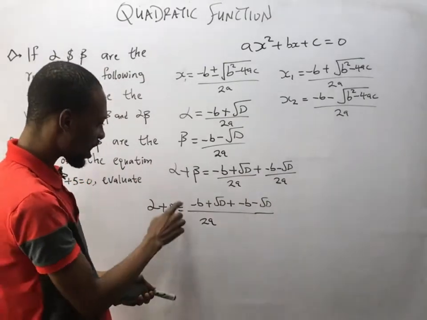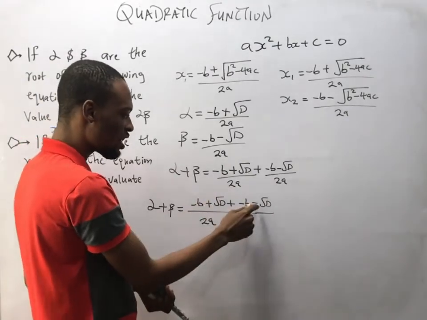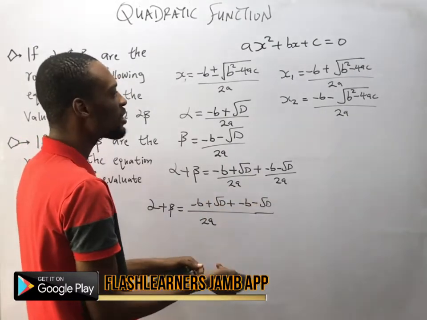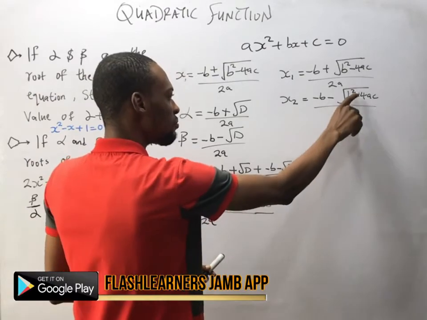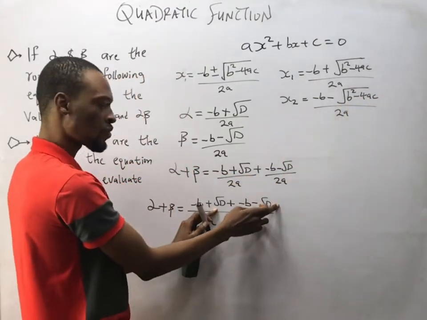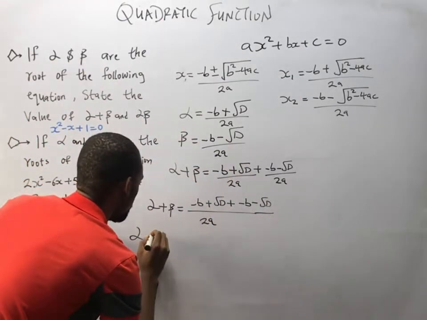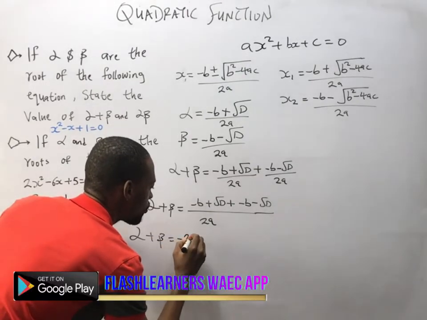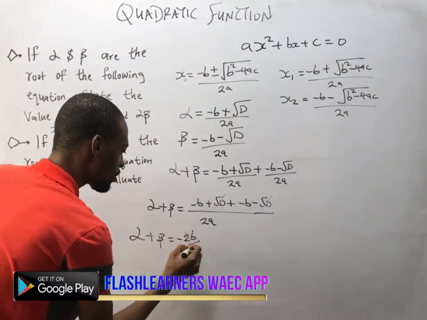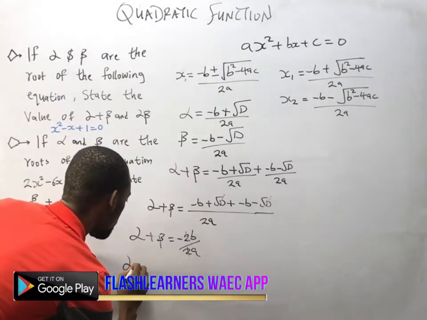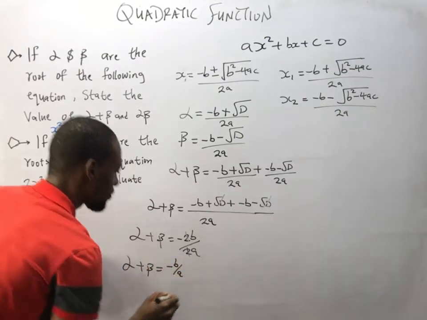Now let's simplify. We have minus b here and we have minus b here, so this simply becomes minus 2b. We have plus root d here and minus root d here, so it cancels. Even if we use everything, minus square root of b squared minus 4ac, it will still cancel. That's the reason we simplified, to make things lighter. So alpha plus beta equals minus 2b all over 2a. The 2 divided by 2 is 1. So alpha plus beta equals minus b over a.